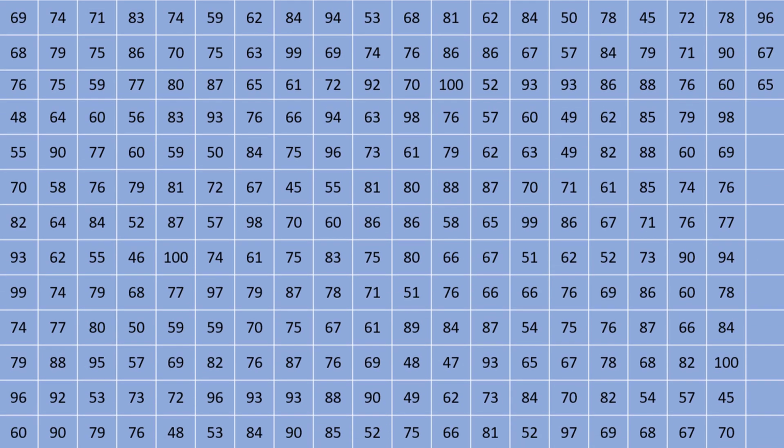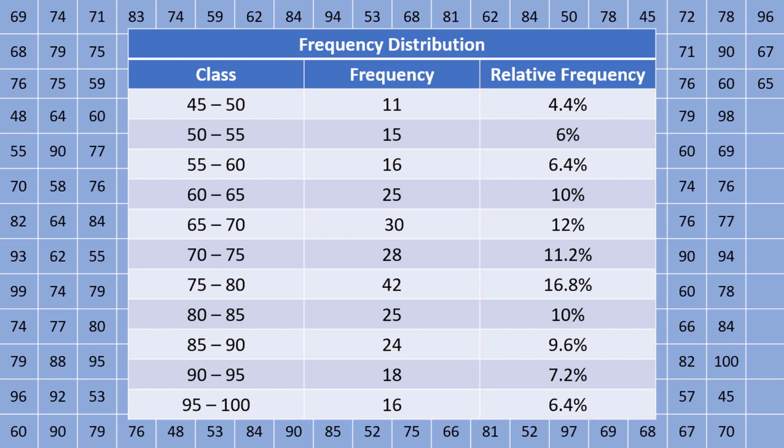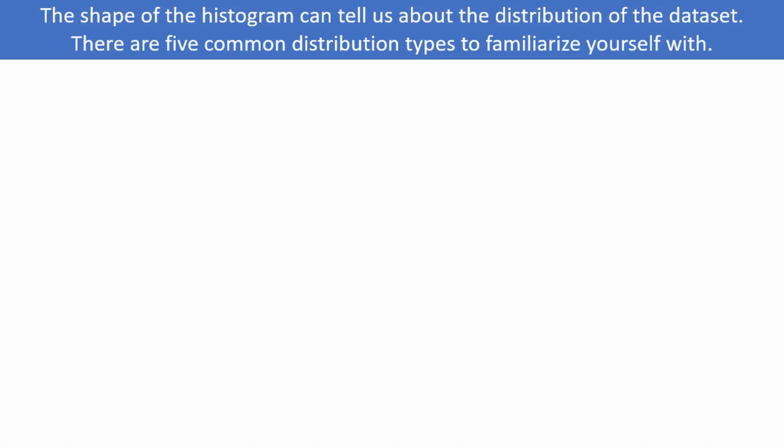Recall that back in our frequency distribution, we created a column for the relative frequencies. Sometimes, instead of frequency as the vertical axis for a histogram, we will use relative frequency instead. The shape of the histogram will be exactly the same, but we will have percentages instead of counts on the vertical axis. There are 5 main shapes that histograms can take on.